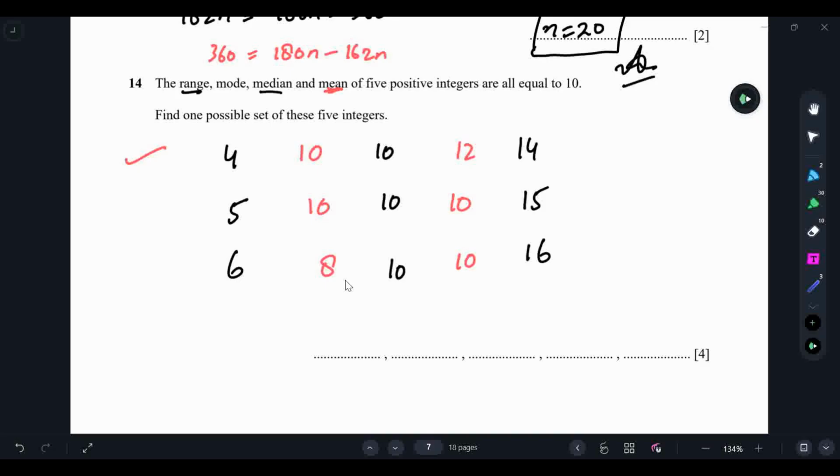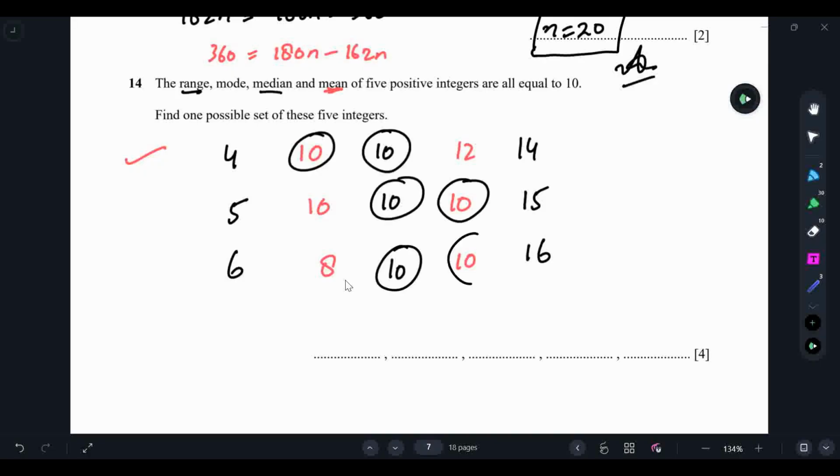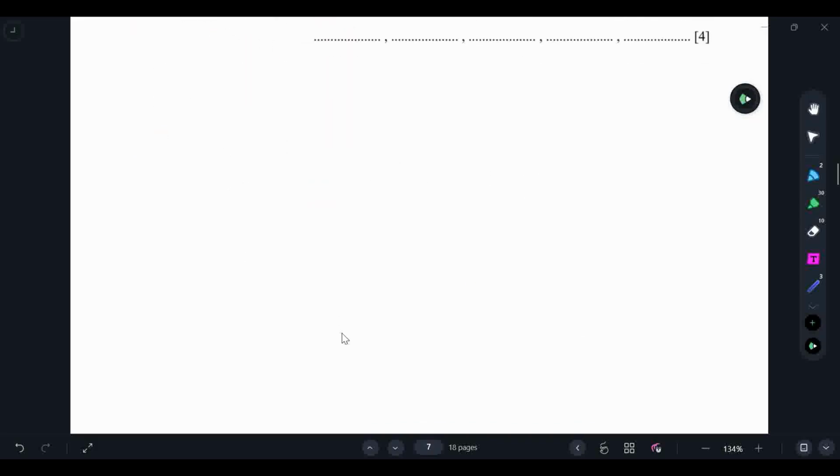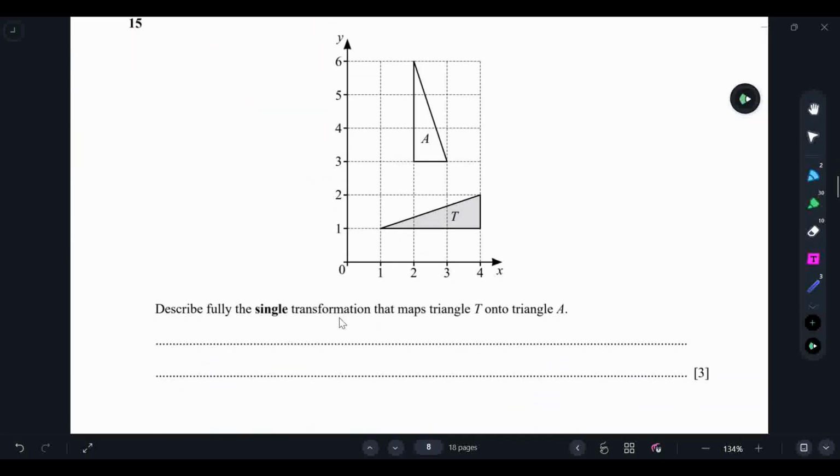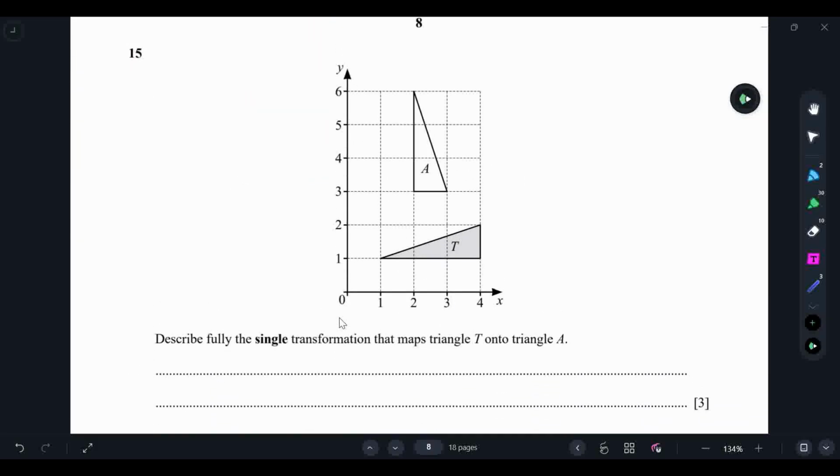The logic behind it is that we need to keep in mind the range, mode and median. The mode should be 10. In the first case the mode is 10 because we have two tens. In the second one we have two tens. In the third one we have two tens. The median is 10, the range is 10 and the mean is 10. To maintain the mean, we need to think about how we can keep the mean as 10. Let's move to question number 15.